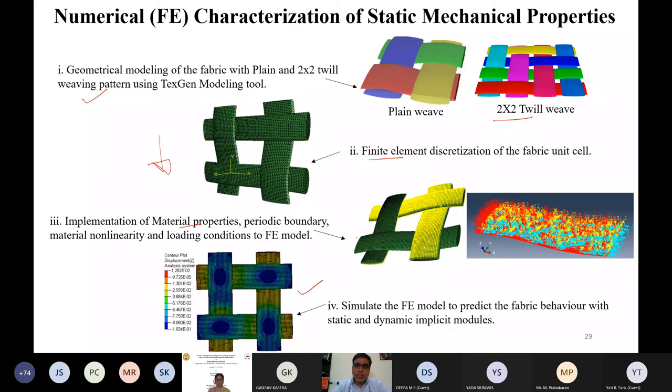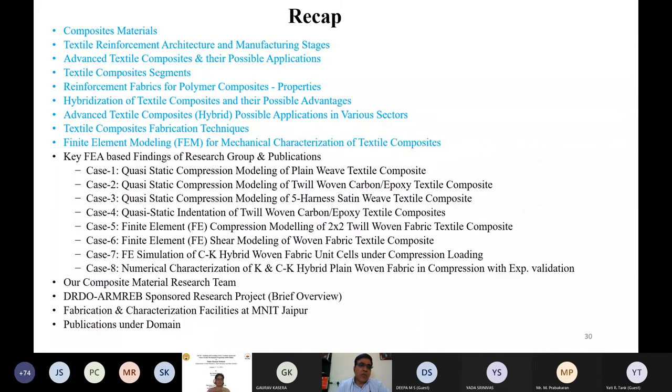Okay. So what kind of architecture, what kind of mesh discretization will give you different results. Sometimes it depends on the computational power. Based on this, you will be getting your outcome results. Okay. So here we talked about the generic steps required for modeling textile composites by FEM, mainly for the mechanical characterization. Now we can talk about those case studies.